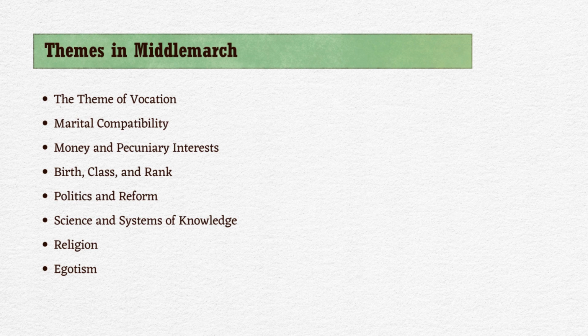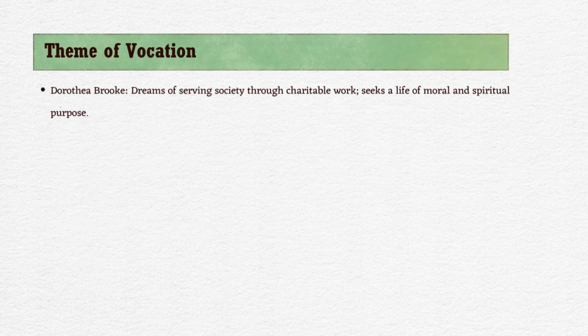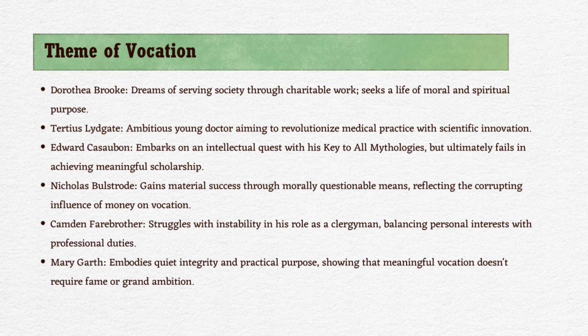The themes that we are going to discuss today are the theme of vocation, marital compatibility, money and pecuniary interests, birth, class and rank, politics and reform, science and systems of knowledge, religion, and egotism. These are based on IGNOU's material, and learning this will help you write about the main themes in Middlemarch with examples. Let's start with the first major theme, vocation, or the idea of a meaningful life purpose.